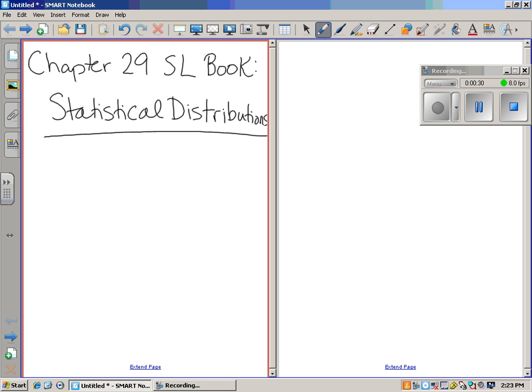So we're going to focus on two concepts today. One is the difference between a discrete random variable and a continuous random variable. And then within those discussions, we'll be talking about discrete probability distributions. These are sections A and B from chapter 29. So A is discrete random variables.